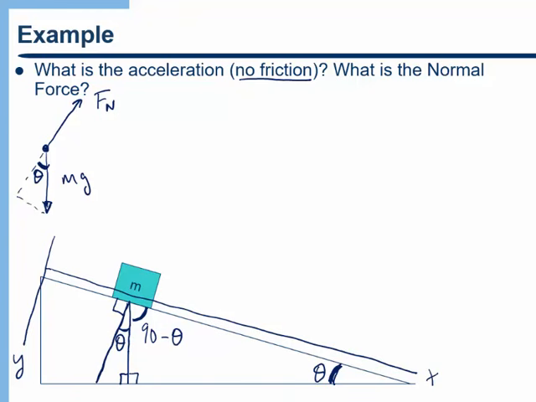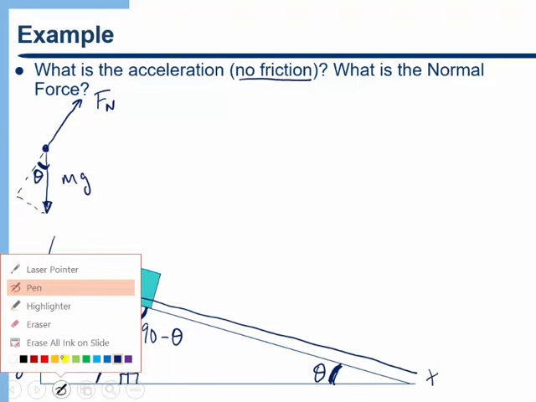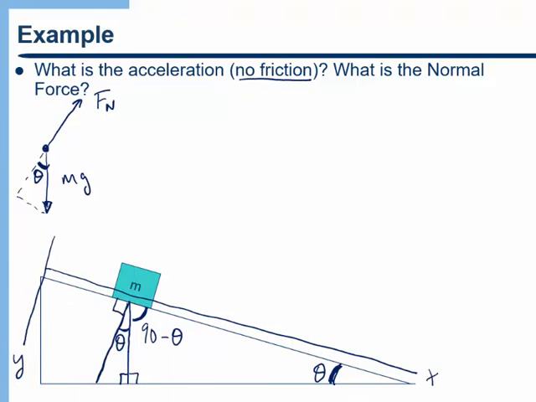Let's go ahead then and figure out the components of mg. The reason that we're breaking mg into its components is because, remember, we want the components either in the x or the y direction. Since we've rotated our axes, you'll notice the normal force is in the y direction, but mg is both in the x and the y direction. So let's figure out what this component and what this component are.